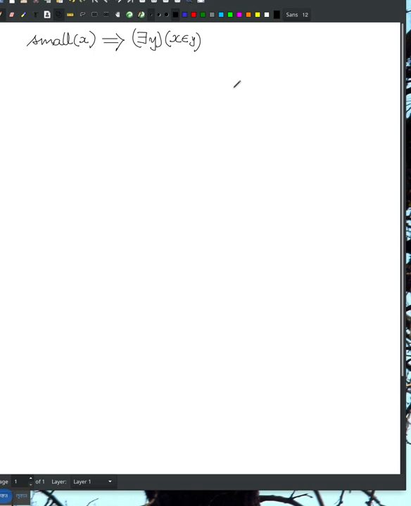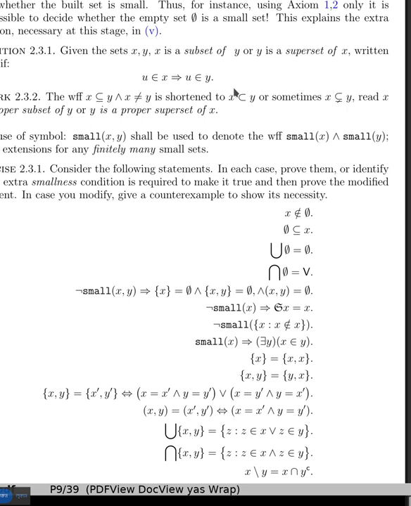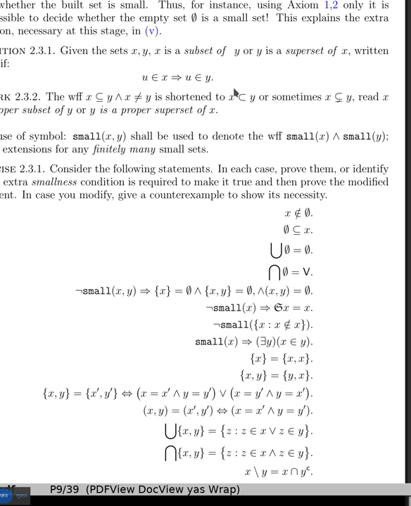Yes. So, this is obviously the definition of a small set. I'm just trying to see if we have proved. So this essentially says that if you give me a small set, there exists a y such that x is a member of y, and, well, this is the definition for sure.